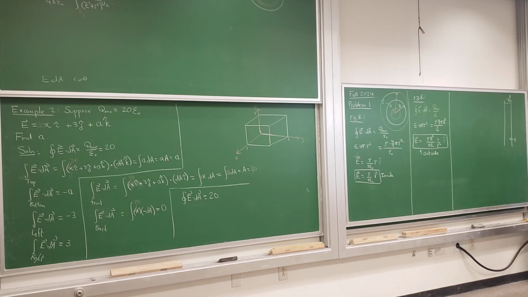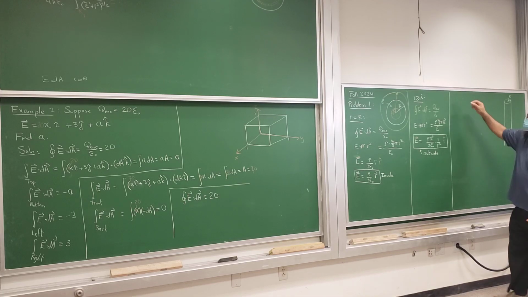Question: the electric field, in what direction is it going to be? Radially outward also, right? In the sense of cylindrical coordinates. So it's not parallel to the cylinder, but rather perpendicular to it from all directions. So we want to find the electric field.